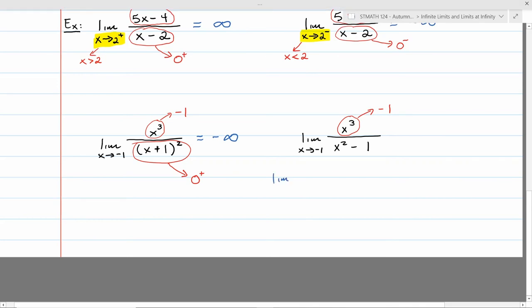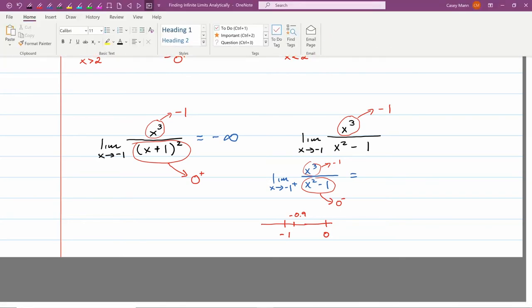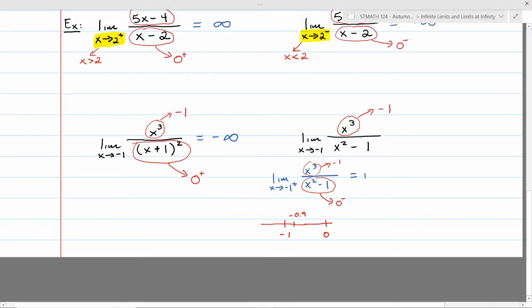If we do the limit as x approaches negative 1 on the right-hand side, we got the numerator going to negative 1, and the denominator is going to 0. But think about the number line: if here's negative 1, something to the right of negative 1 might be something like negative 0.9. If you put in negative 0.9 and square it and then subtract 1, you're going to get a negative value there. So at this point, I'm getting negative in the top and negative in the bottom, but the bottom's going to 0. So this is coming out to positive infinity.